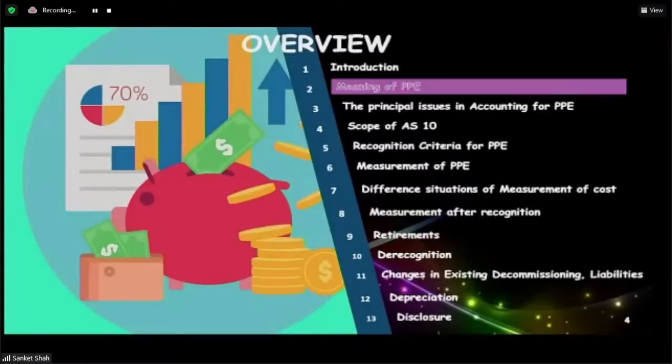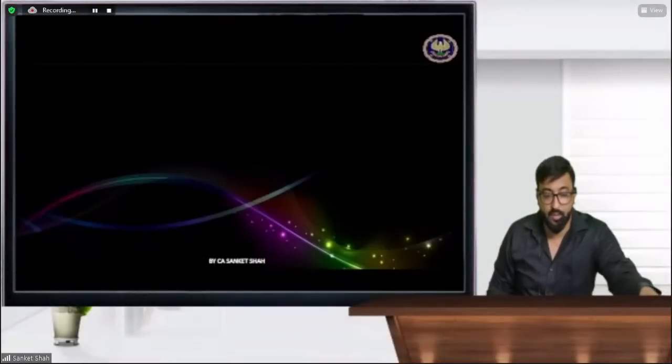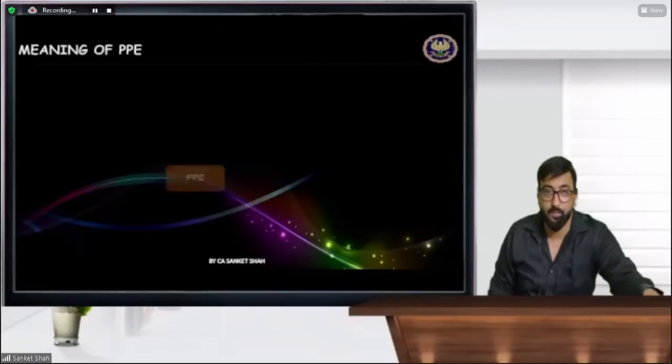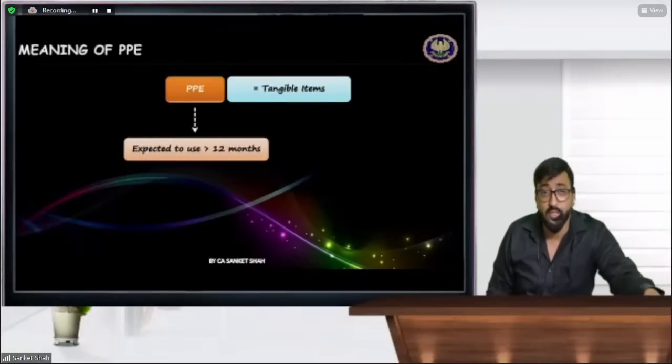Meaning of property, plant and equipment. Now, what is the meaning of property, plant and equipment? It's very simple. It is a tangible asset. So PPE is a tangible item. And this is expected to be used for more than 12 months.